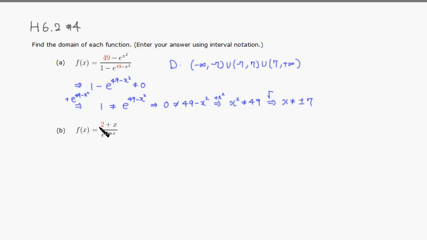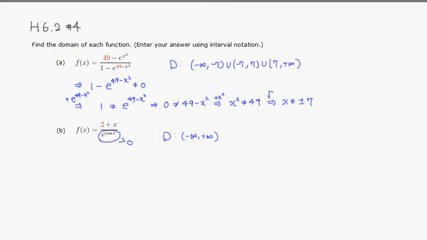Similarly, for part B we have a fraction, so the denominator has to be non-zero. But if you have an exponential function, it is actually always positive, so it really doesn't matter what cosine of x is. This is never 0, so we can plug in any number we want. So the domain for this one is simply all real numbers.